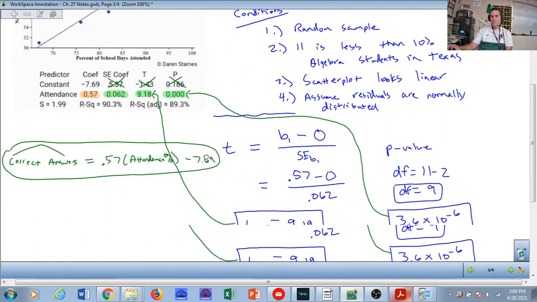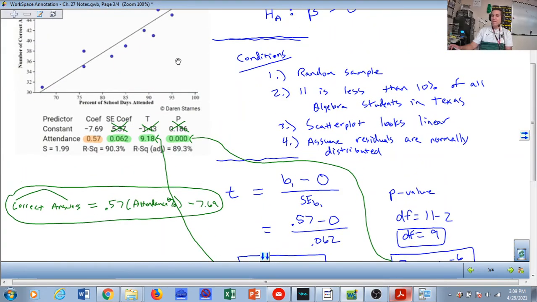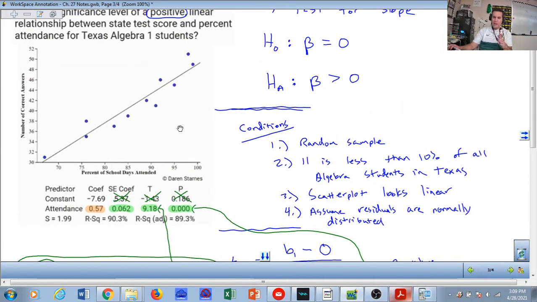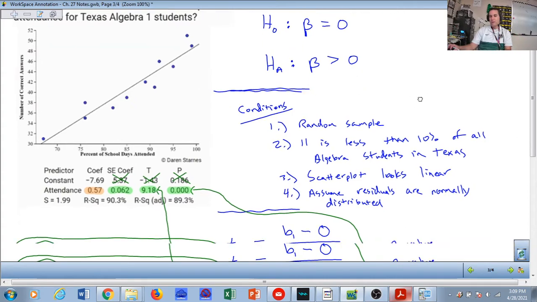Now you can test for slope. The nice thing is you know when these come up. You have a graph, a scatter plot with a line on it. Right? You know it's different than all the other ones.